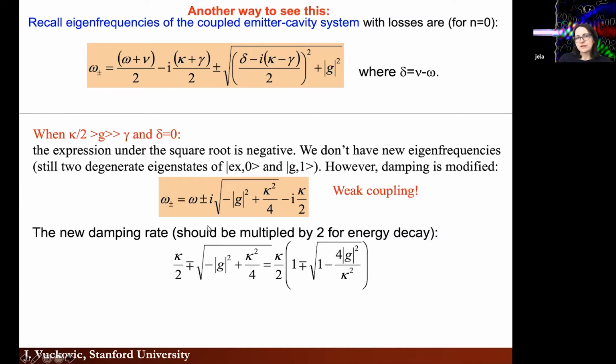We can just look at the loss rate. Loss rate is kappa half minus plus the square root of kappa squared over 4 minus G squared. And you can group all the kappa half up front and everything else in the parentheses.